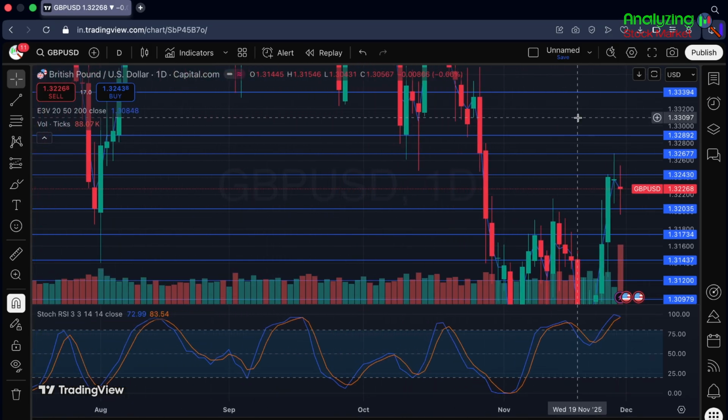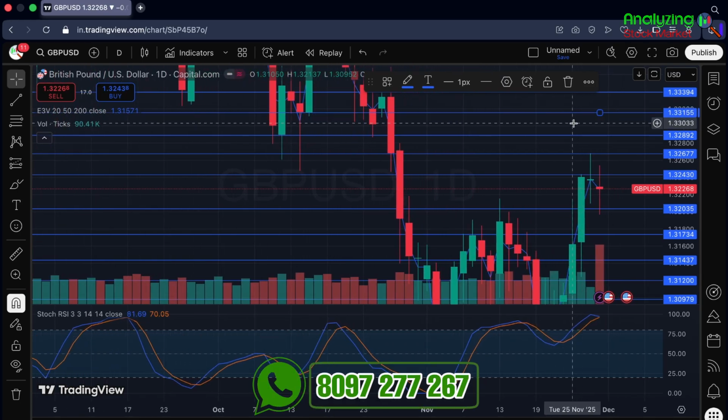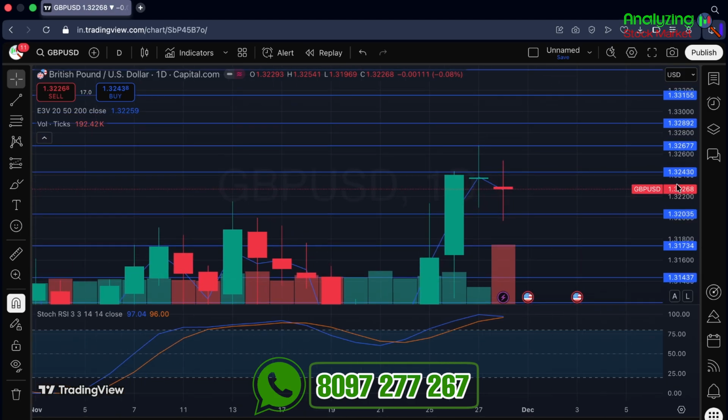Here we can see a bit of new data on the upside. We are marking the same data. You can also mark the data on your charts as well. Now we don't need to mark any such levels. Let's talk about the closing first.